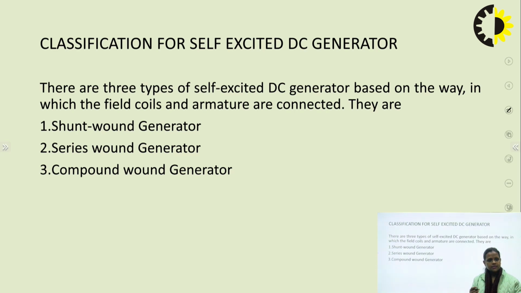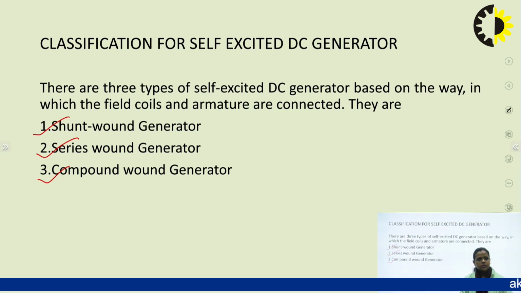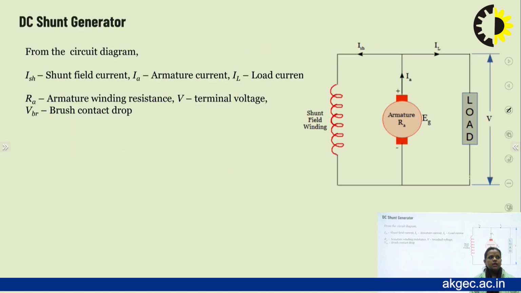So the field winding is connected to the armature, and based on how it is connected, the self-excited DC generator is classified as shunt wound generator, series wound generator, and compound wound generator. Now we will discuss these types of generator one by one. First is the DC shunt generator.